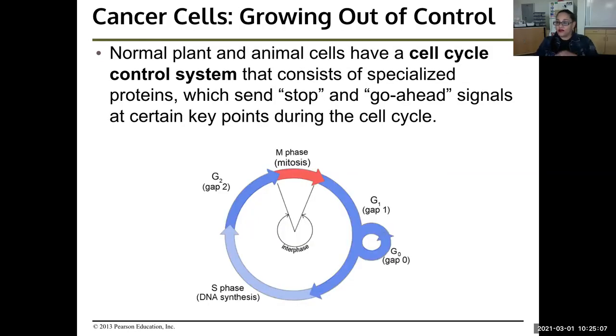Cancer cells growing out of control. We should remember this from last semester. We went over cancer a lot last semester. So normal plant and animal cells have a cell cycle control system that consists of specialized proteins, which send stop and go ahead signals at certain key points during the cell cycle. So all these checkpoints, checkpoint 1, checkpoint 2, give the cell the green light to keep replicating or red light to stop, something's wrong.